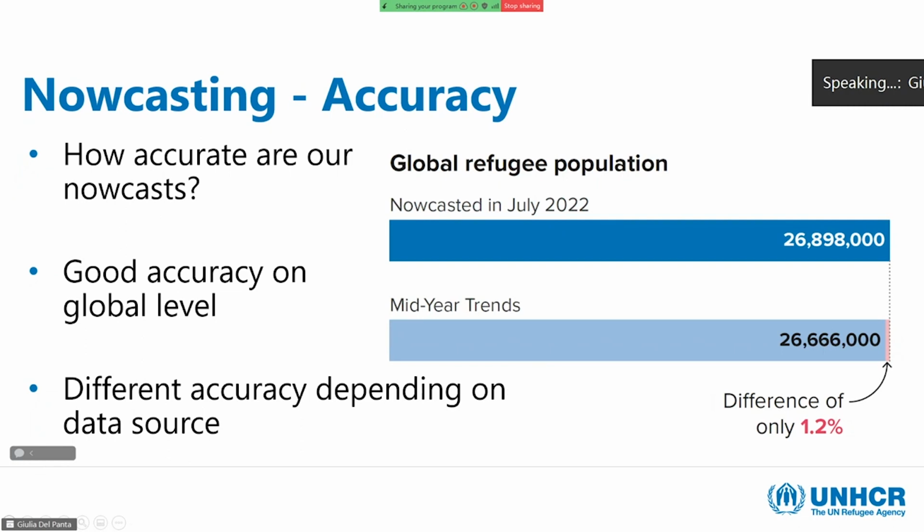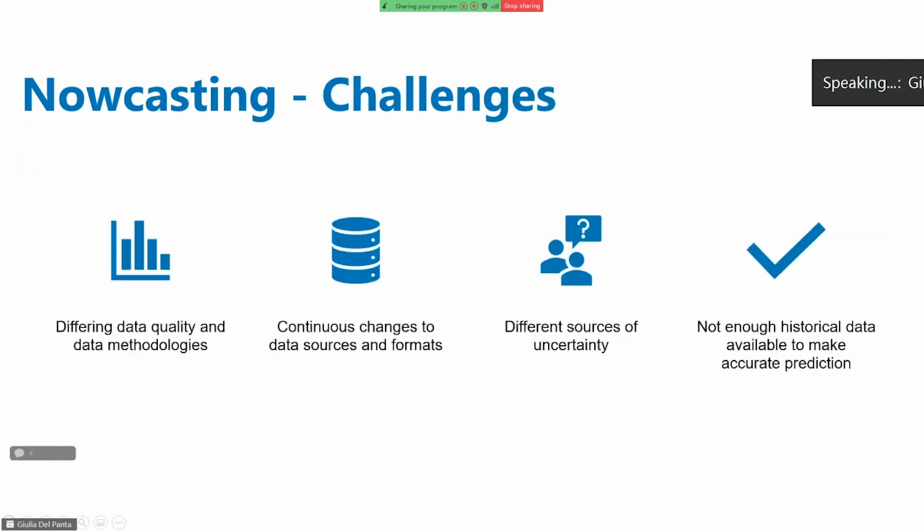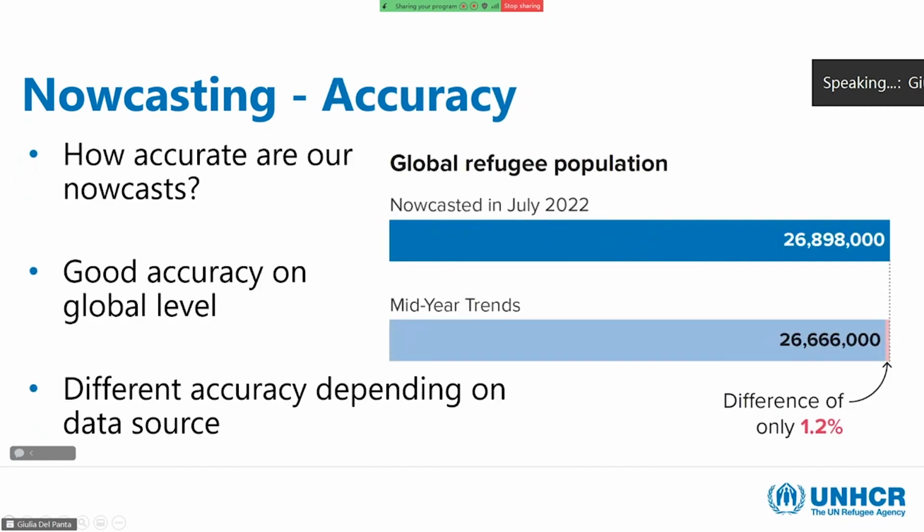But this is just at the global level. If you go down to other levels, such as country level or data source, the accuracy is different. But it gives you an indication of which data source or which country might need to be changed, and so on. The next comparison we will do is when the global trends come out relatively soon, in a month or two. This is quite promising, and hopefully it's going to be like this next time as well.